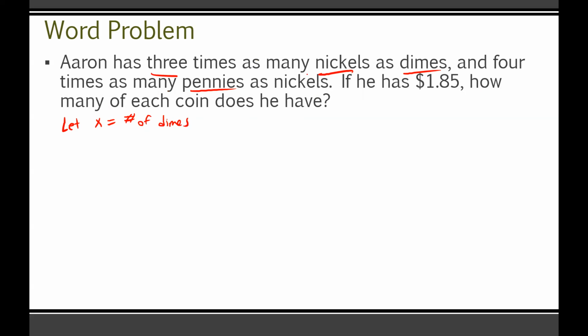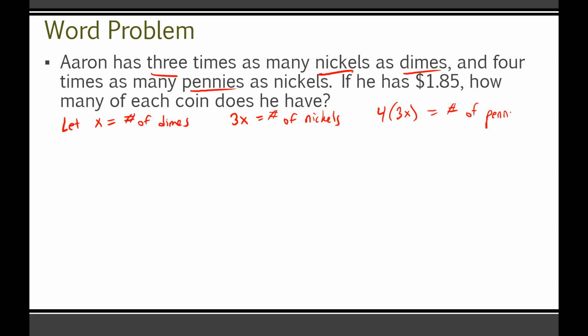And then we know we have 3 times as many nickels as dimes. So therefore we can say 3x equals the number of nickels. And then here's what's weird. We have 4 times as many pennies as nickels. Well, the number of nickels we have is 3x. So we need to take 3x and multiply that by 4 for an expression for how many pennies we have. So 4 times 3x equals the number of pennies.